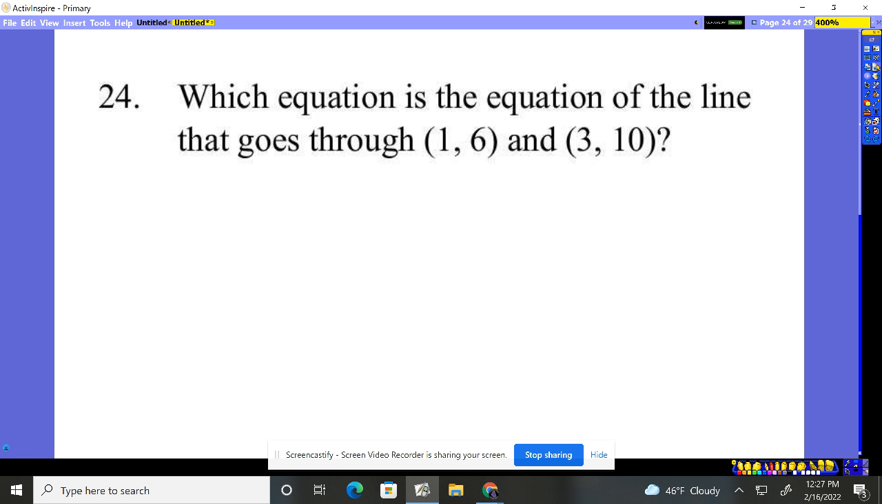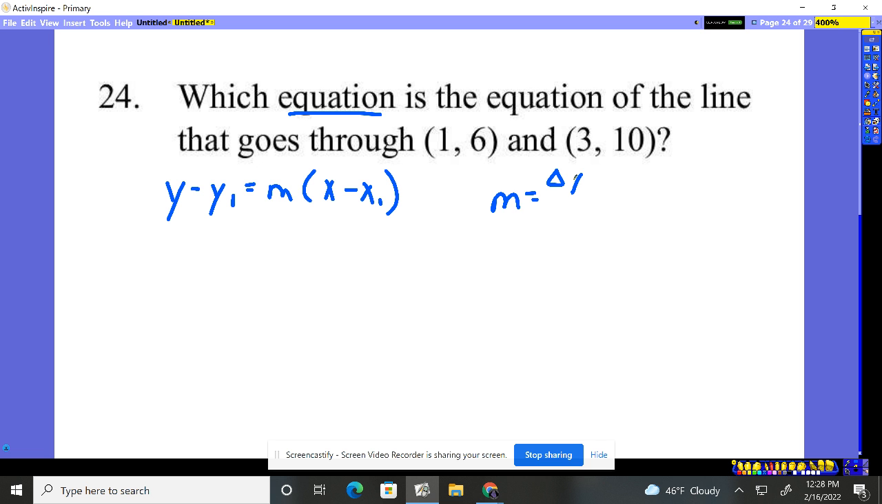24, which equation is the equation of the line that goes through (1, 6) and (3, 10)? Okay, now this is a little harder, but whenever it asks for me to give an equation, I know I'm going to use this formula. y minus y sub 1 equals the slope times x minus x sub 1. Now I need the slope, so I'm going to have to find the slope between these 2 points.